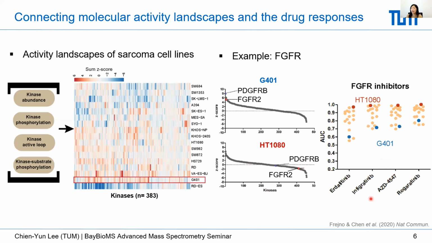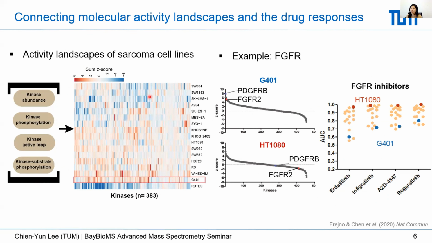So next step, we decided to connect the drug response and the proteome data. How we are going to do this is to calculate the activity landscape of each cell line by combining different things. We combine kinase abundance from the full proteome data, and we combine the kinase phosphorylations, kinase activation loop, and kinase substrate phosphorylation. So basically we want to know how active a certain kinase is in this cell line.